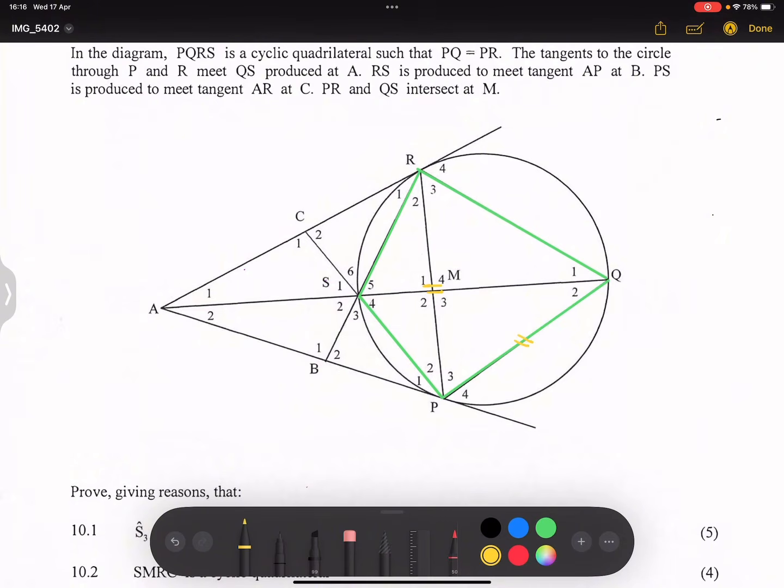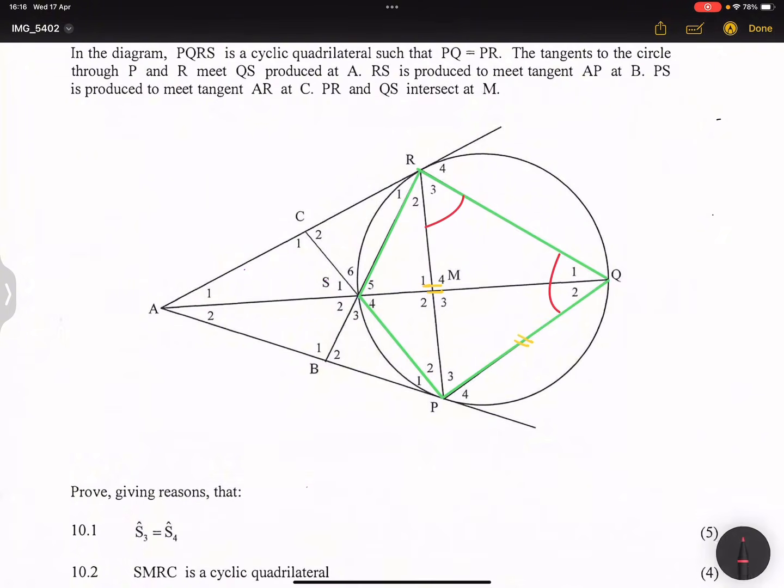So what does this tell us? If those two lines are equal, it makes triangle PQR an isosceles triangle, and we know that the base angles of an isosceles triangle are equal. So if those lines are equal, then those angles are also equal. All right, now let's continue.